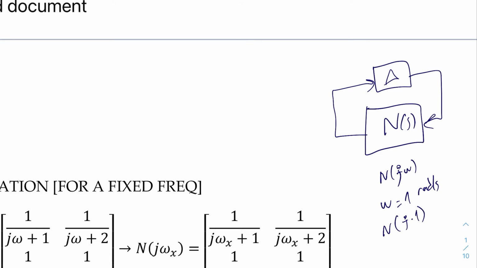j times 1, this matrix's related SSV, structured singular value. Why do we need that? If you look at the playlist that this video is located in, you will understand why we would like to do such a calculation. And the calculation is this.